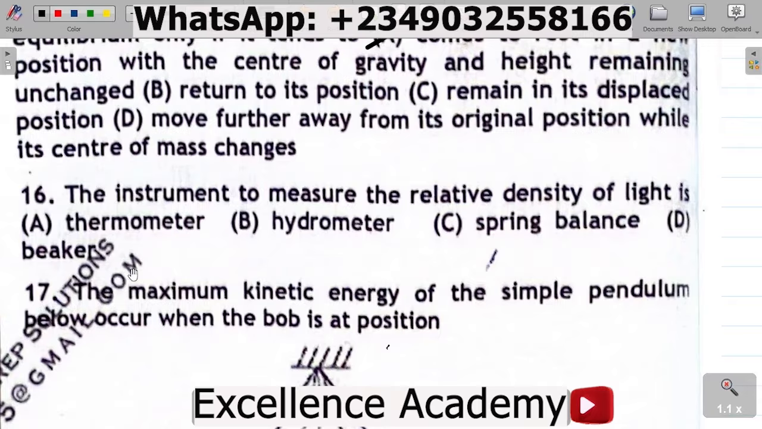Let's analyze each of these instruments one after the other. First things first, a thermometer is used to measure the temperature of a body. The hydrometer is used to measure the relative density of liquid. The spring balance is used to measure the weight of an object, while beakers are simply used to measure the volume of liquids in a lab. So they ask for the instrument used to measure relative density of light. The answer here is the hydrometer. So the answer there is B, hydrometer.